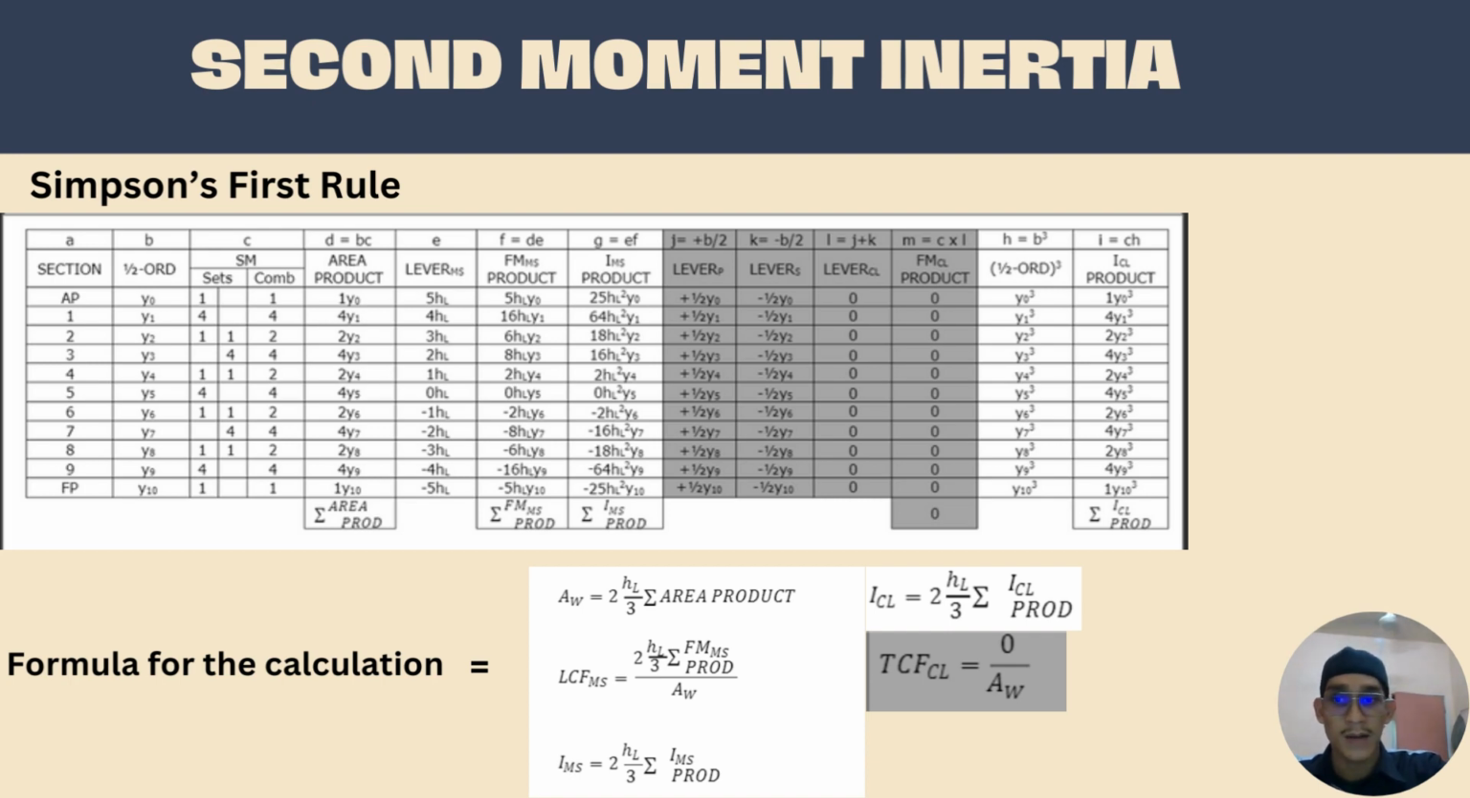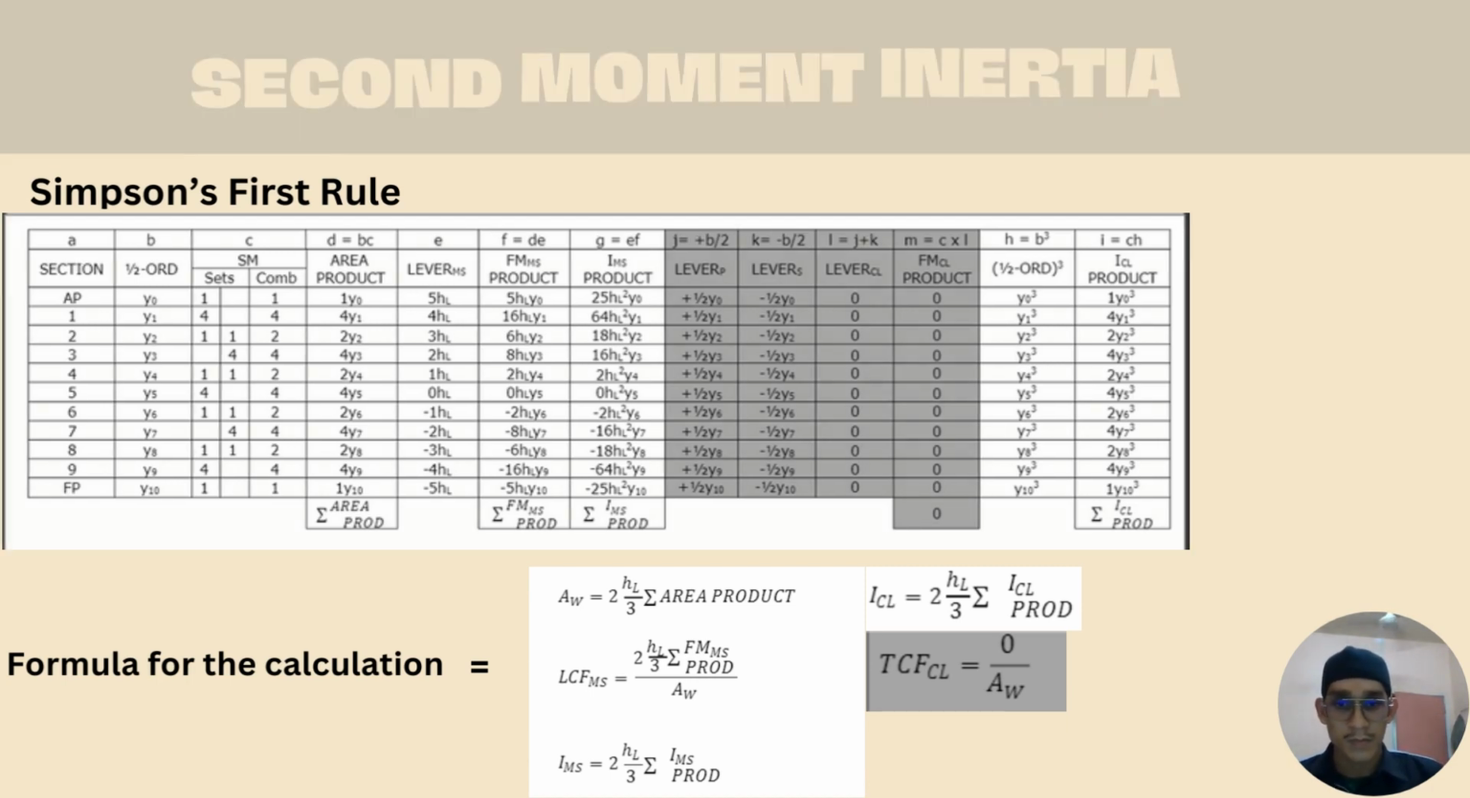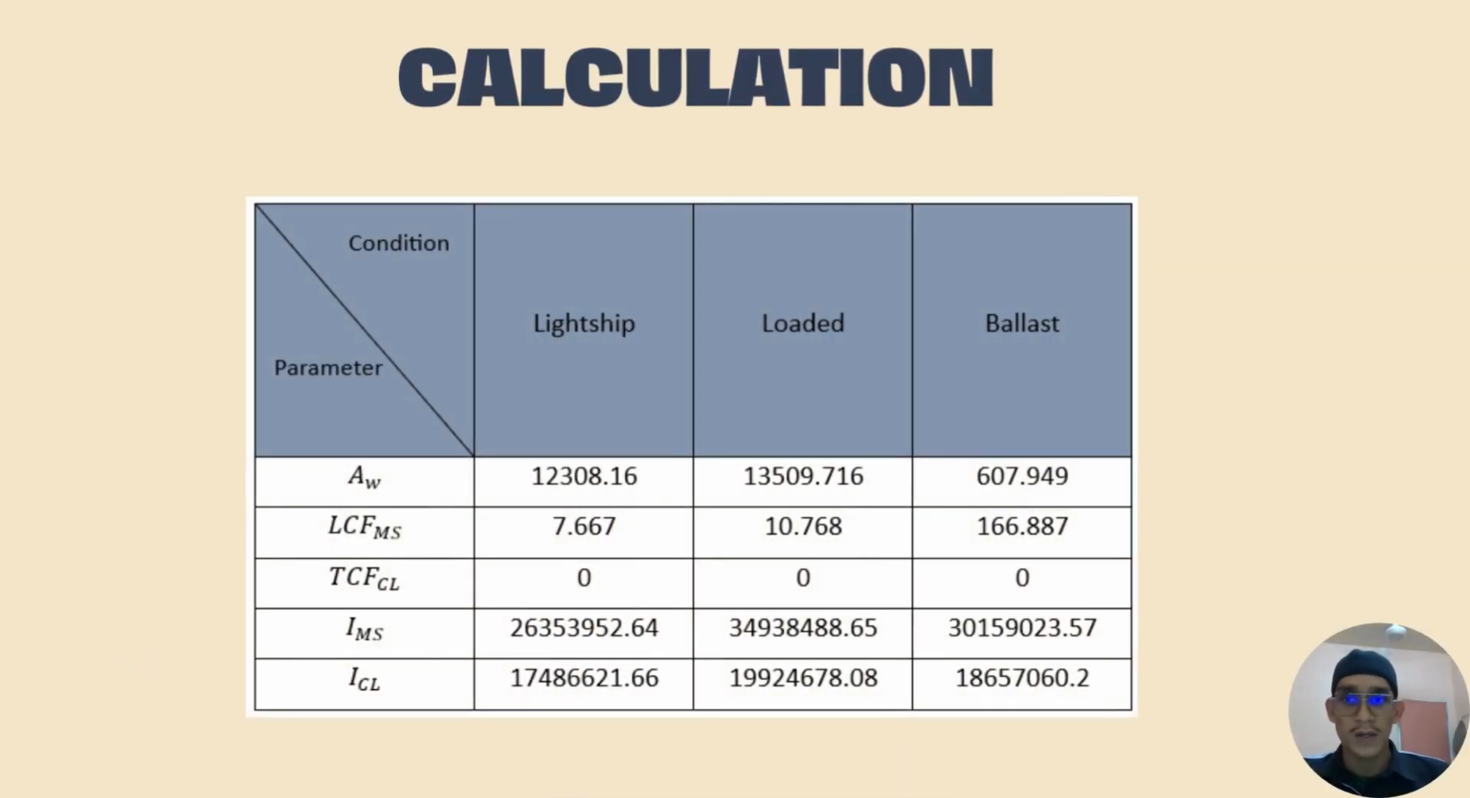is 0 divided by AW. The value of HL is different based on the condition, like light ship, loaded and ballast. So just insert the information from the Simpson's rule into the formula. This is our calculation for three different conditions, which are light ship, loaded, and ballast. We just insert the formula from the previous slide and get the values from the Simpson's first rule table.